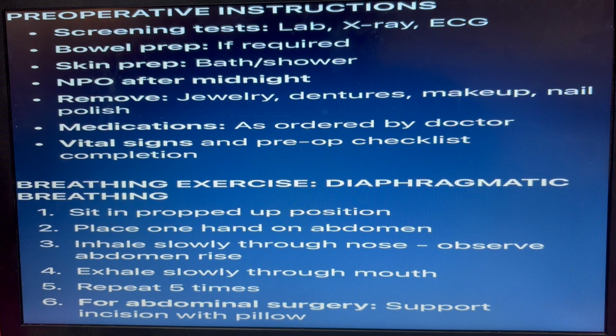Okay, next, before surgery we give specific instructions. Tests are done, skin is prepared, and the patient must be NPO, and all jewelry and dentures are removed for safety. We also teach breathing exercises. Diaphragmatic breathing helps expand the lungs and prevent atelectasis after surgery. For abdominal patients we teach them to splint the incision with a pillow while coughing or breathing to reduce pain. Practice this before surgery.